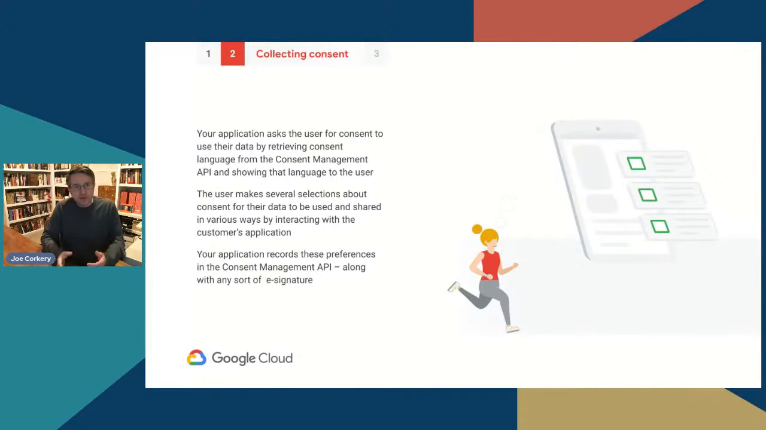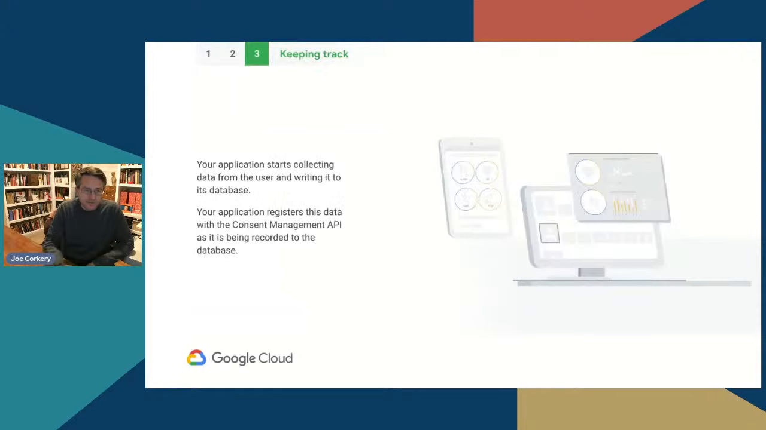Now, when you actually deploy your application, you can have your application build in the ability to ask for consent. It does that by retrieving the consent language from the Consent Management API and presenting that to the user. Then they can select the different things that they're willing to consent to, as well as things that they're not willing to consent to. And your application can then record that back into the Consent Management API, alongside any e-signature that they might provide as part of that.